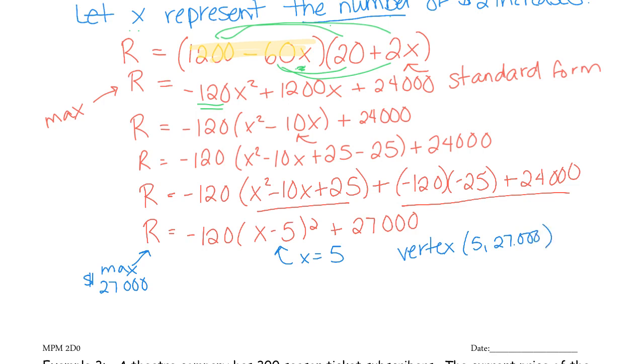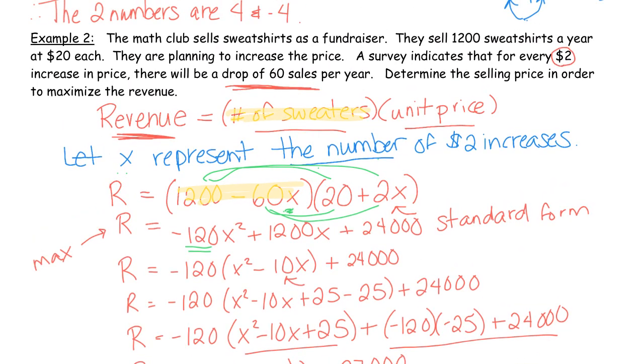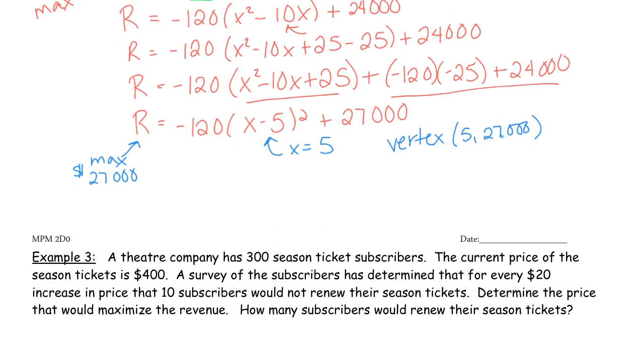Okay. All right. So again, we need to think about what all of this means. X is our number of changes. So we are actually going to have 5 changes of $2. Let's go back to the question for just a minute. It's asking me to come up with the selling price to maximize the revenue. Okay. So I'm looking for the selling price.